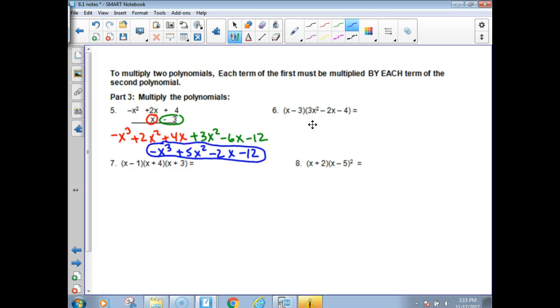Okay, when we do number 6, we're going to multiply through by x over all 3 terms. So you can show it like this, much like I did arrows when we distributed. That's going to give me 3x to the third minus 2x squared minus 4x.